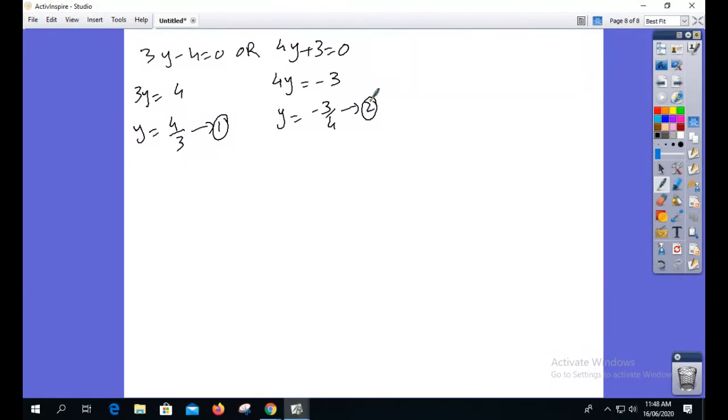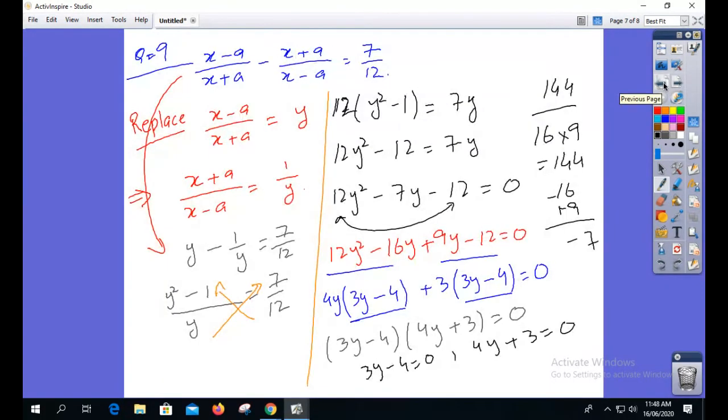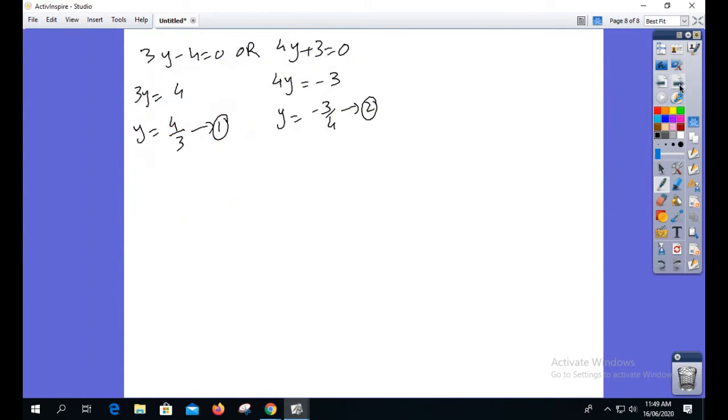Now what we have to replace? Replace x minus a by x plus a equals to y. x minus a by x plus a equals to 4 by 3. Back substitution? No. By cross multiplication?